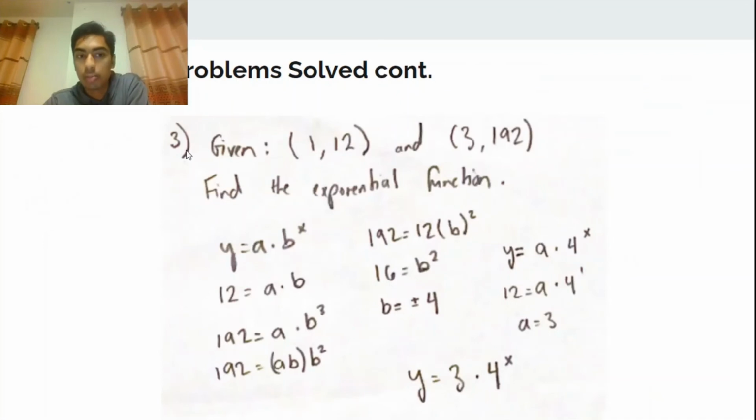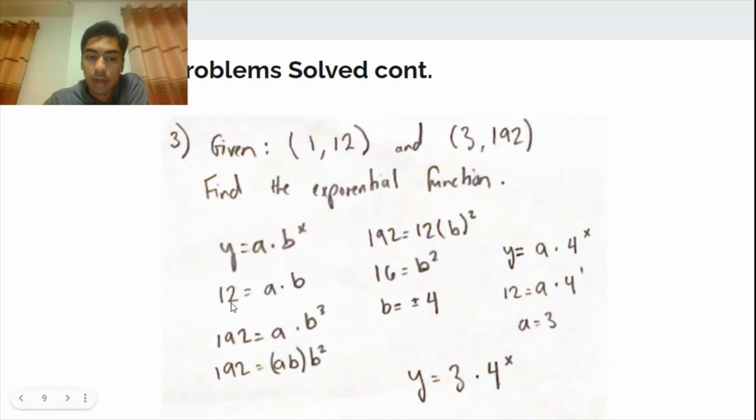And now number 3. So in number 3, we're given two coordinate pairs, and then we're asked to find the exponential function equation. So we're given (1, 12) and then (3, 192). So what we're going to do is we're going to start off with the initial exponential function equation, which is y is equal to a times b to the x. And then we're just going to substitute in the first coordinate pair.